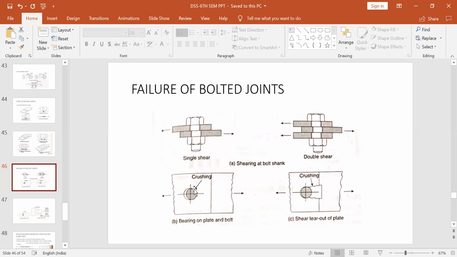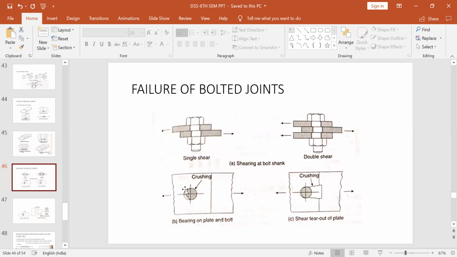Now, bearing failure of plates. The ordinary bolt material is weaker than the plate material, so the bolt gets crushed. The bearing problem can be complicated by the presence of a nearby bolt or the proximity of an edge in the direction of load.